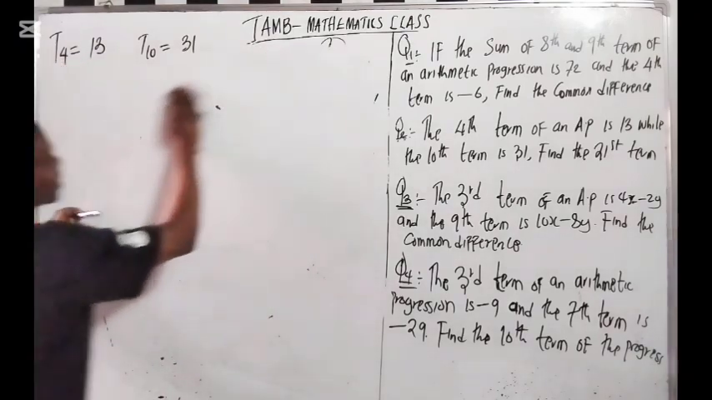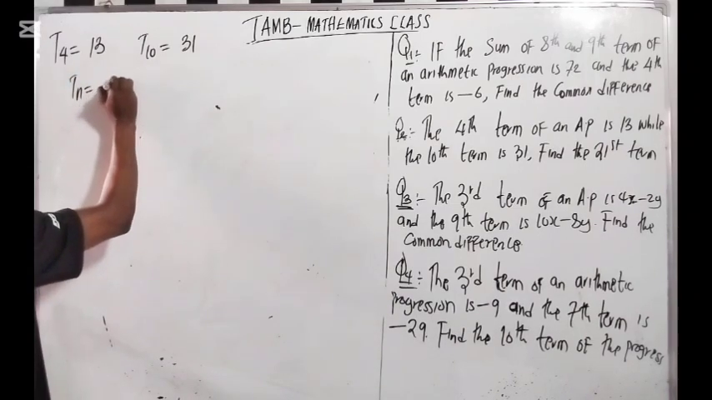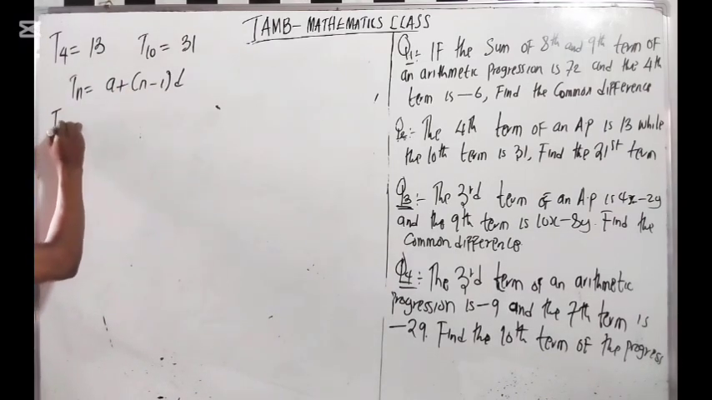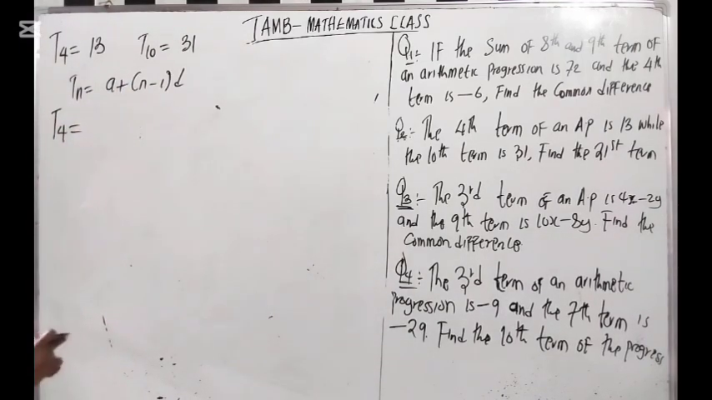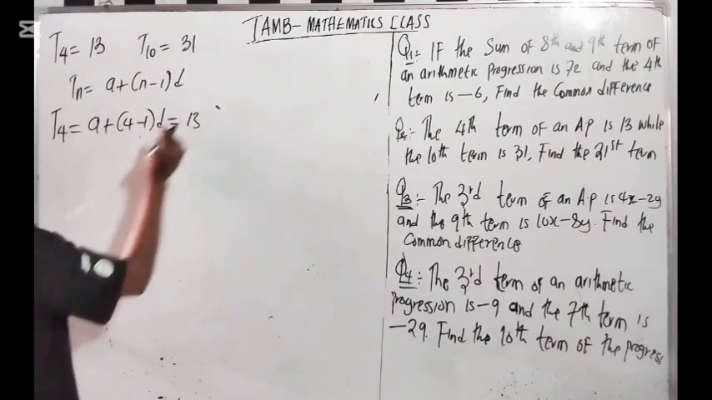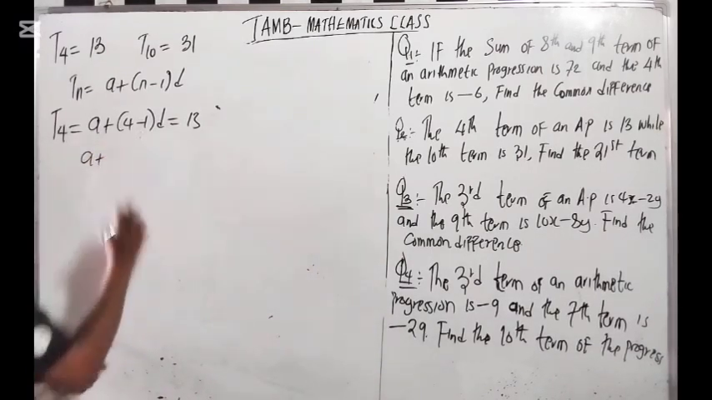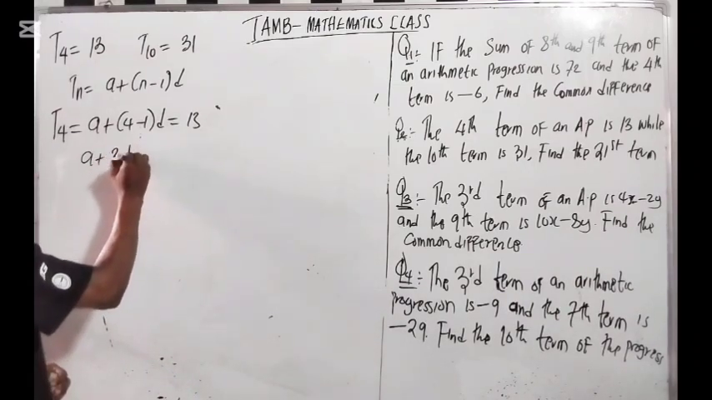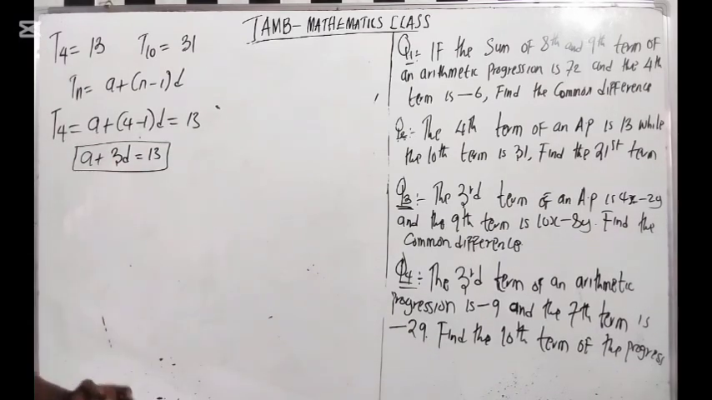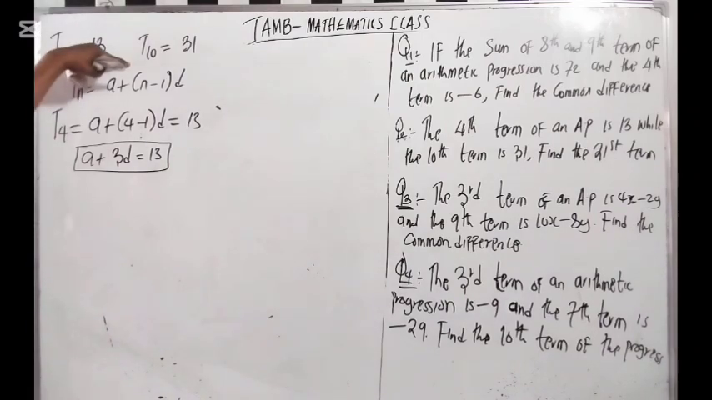So I'll wipe this space out first. So now remember Tn equals to a plus n minus 1 d. So for the fourth term, we have T4 equals to, right? Here we now have a plus 4 minus 1 d equals to 13. Can you see that? So if you break it down here, we have a plus 4 minus 1 is 3. So it will be 3d equals to 13. So my first equation here, right? a plus 3d equals to 13, right?